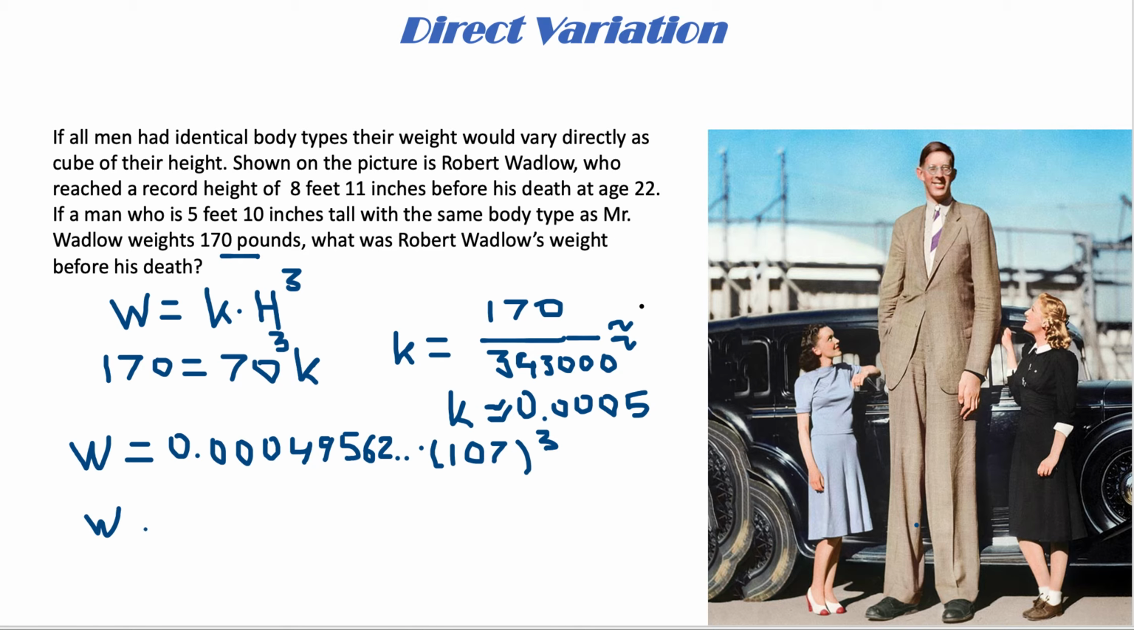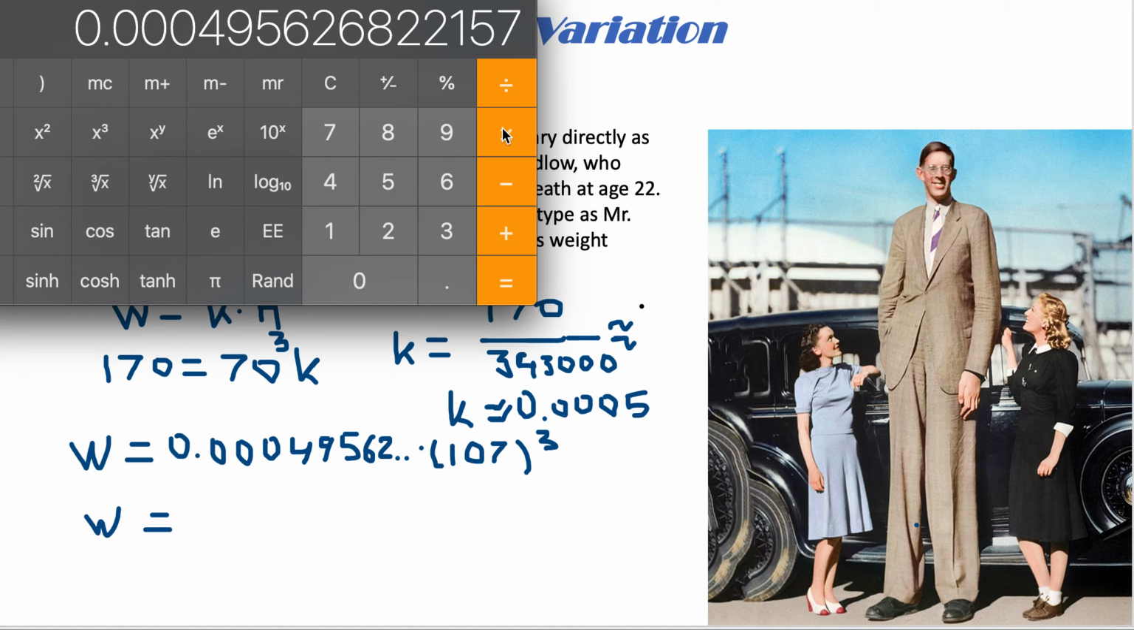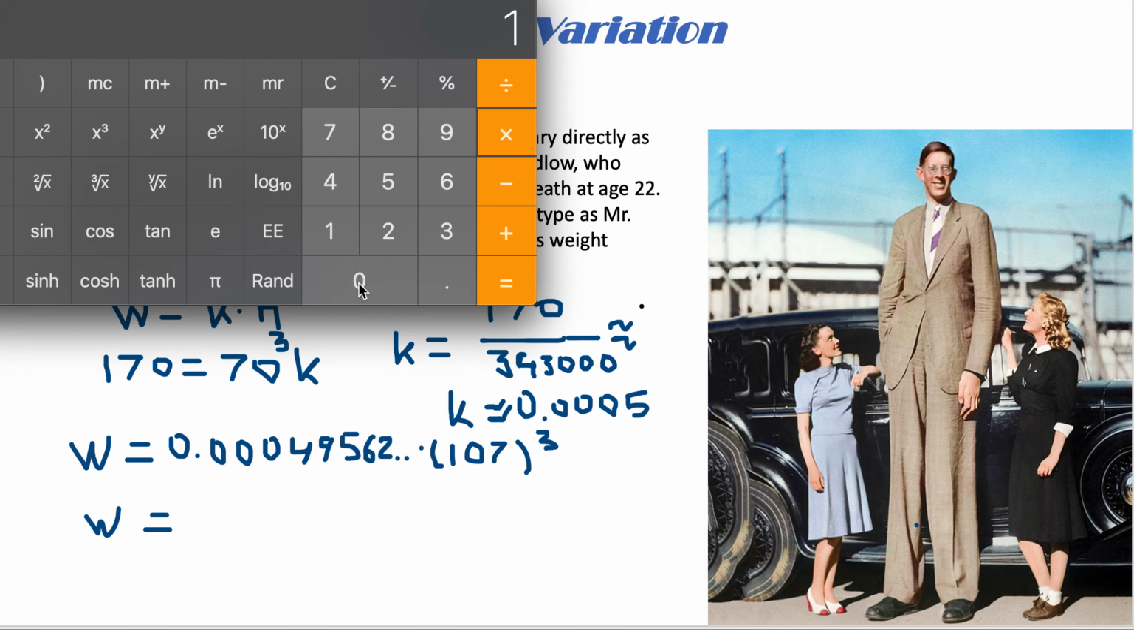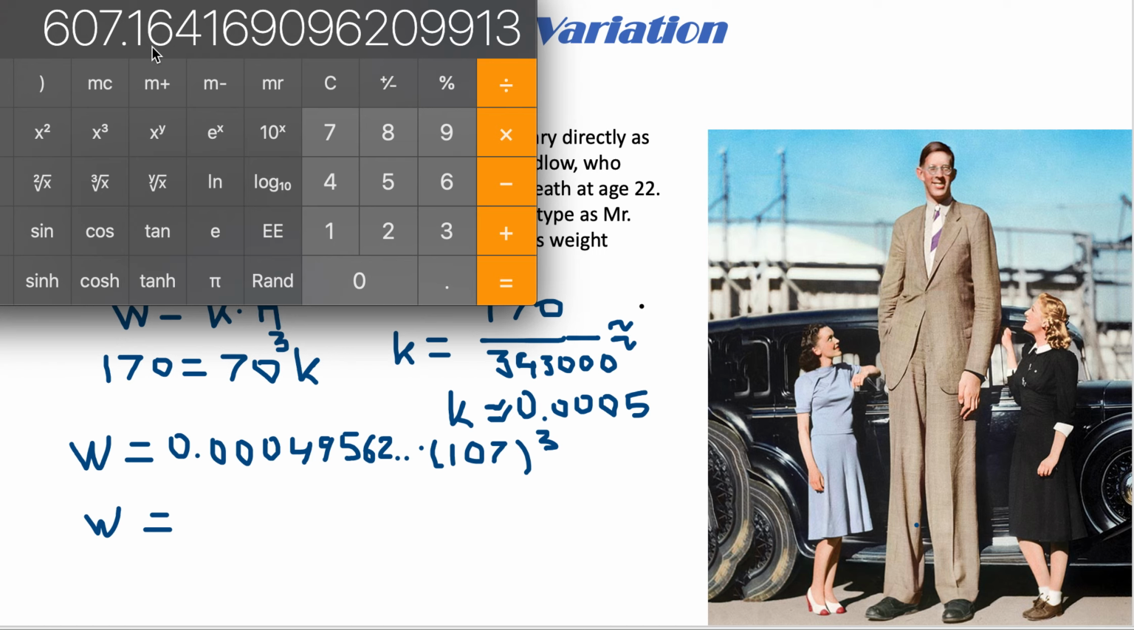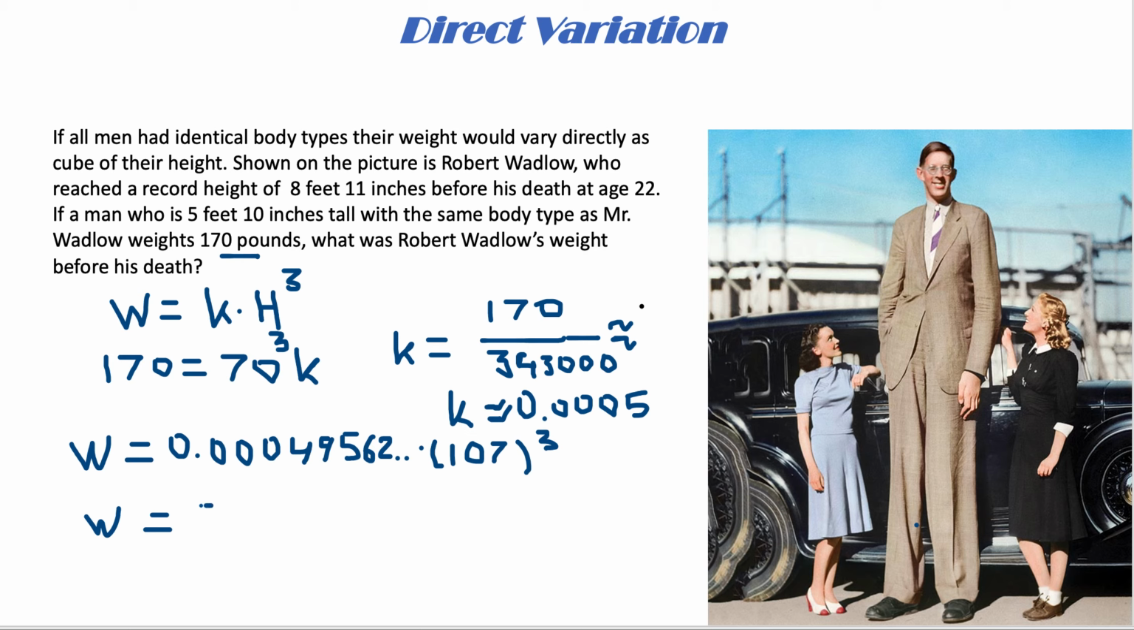So the weight is going to be equal to k multiplied by 107 cubed, and I get 607.16. So the weight would be 607.16 pounds. So this is the weight of Mr. Robert Wadlow before his death.